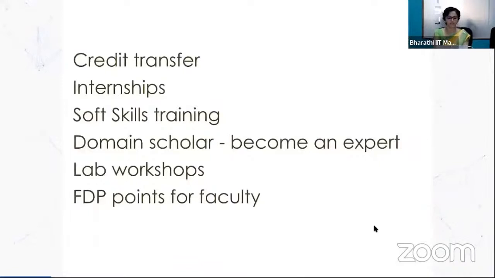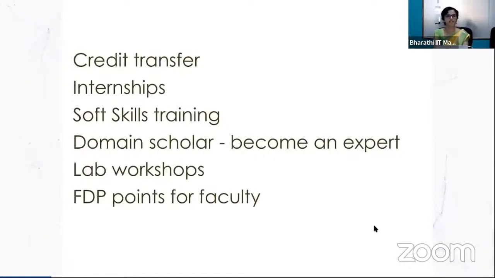And if you do an NPTEL course, what is the use of it? So the very first point is credit transfer. I was just talking to Dr. Satish also about it and said that maybe we should try to see whether students can get credit transfer for the courses that you do from NPTEL. But yes, even if you don't get credit transfer, I think you get a lot of knowledge from NPTEL courses.